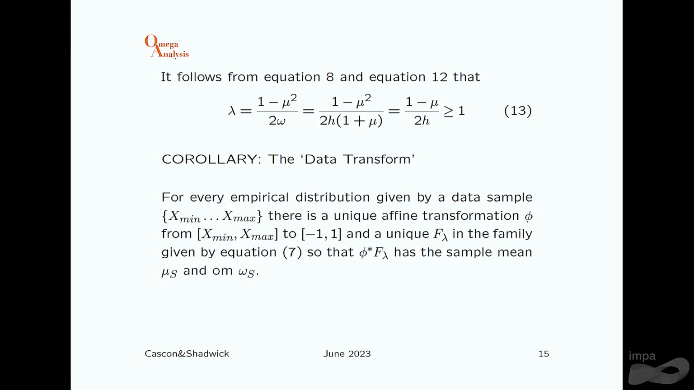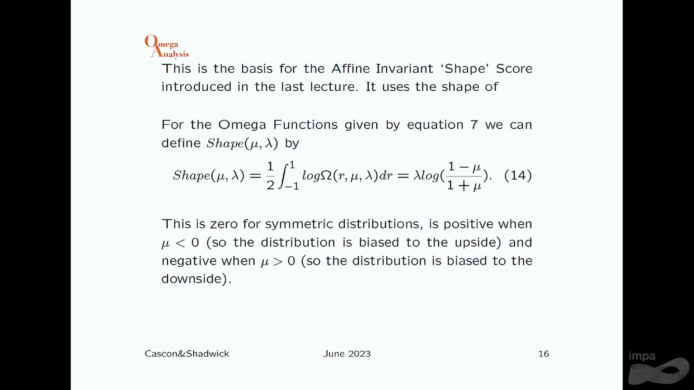And so anytime we have an empirical distribution, we can transform it uniquely to -1, 1 by sending x min to -1, x max to 1. That'll determine the affine transformation. And the pullback distribution has to have the same sample mean and omega. And that's what was behind the idea of the shape score that we introduced last time, which comes from looking at the logarithm of an omega function.